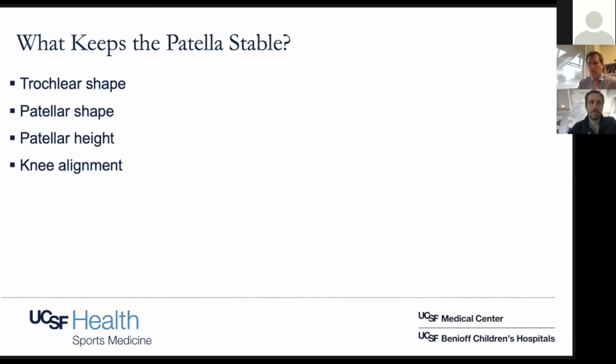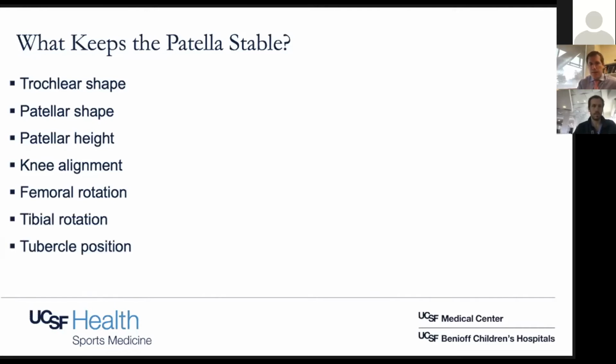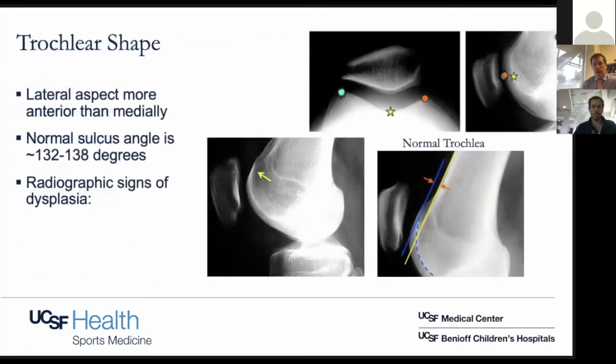Your overall knee alignment. If you're in a large degree of valgus, you'll have an increased lateral force vector pulling on the patella. Femoral rotation: if your femur is really internally rotated, that will push the patella out laterally. Tibial rotation as well, a similar concept. And then the tubercle position. The more lateral the tibial tubercle is, the greater the lateral pull on the patella and the extensor mechanism. And then those soft tissue structures, so MPFL, the VMO, et cetera.